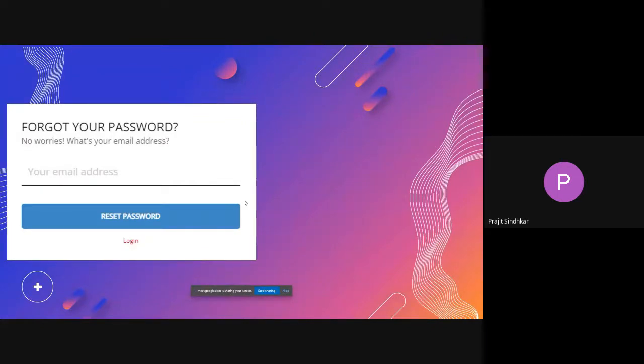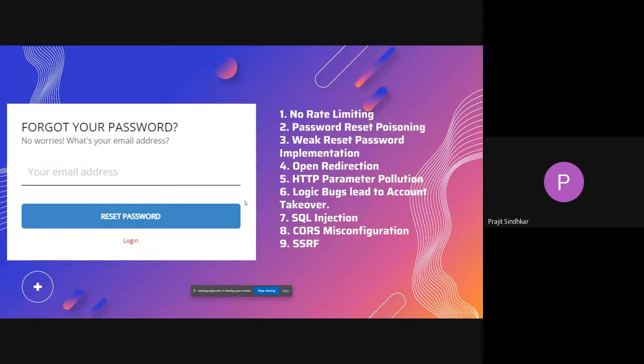Okay, so let me give you some bugs which I try: no rate limiting, password reset poisoning, weak reset password implementation, open redirection, HTTP parameter pollution, logic bugs that lead to account takeover, SQL injection, CORS misconfiguration, and SSRF. Okay, so these are all things which I try on this endpoint. So how can you know this? Like okay, if I see a forget password, I know that I will try all this. But since someone is new in the field of bounty, they generally tend to forget what they are learning.